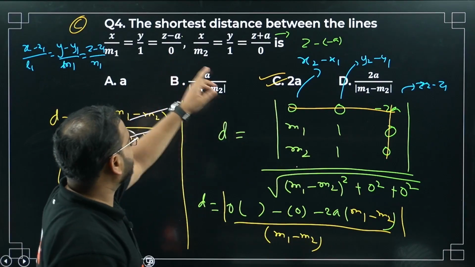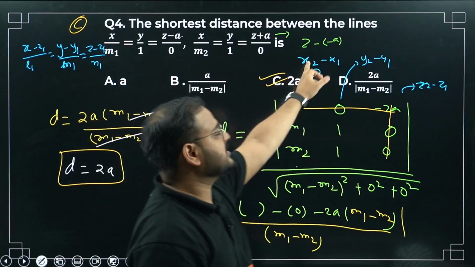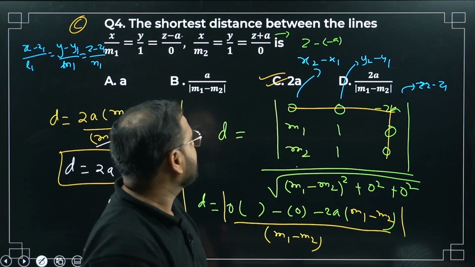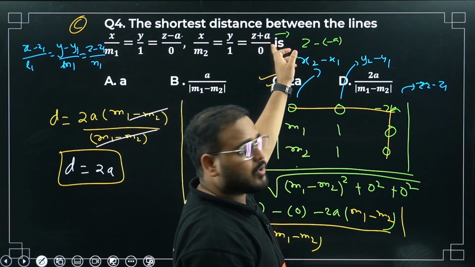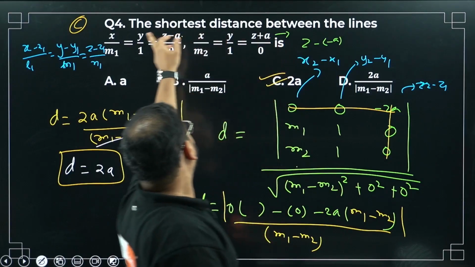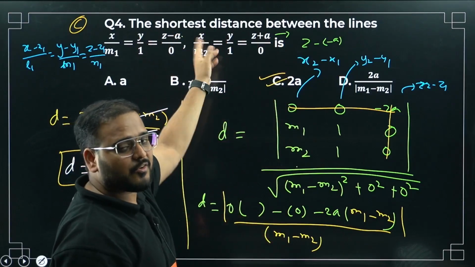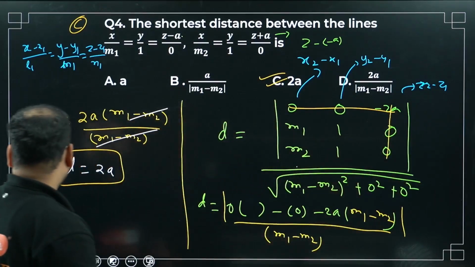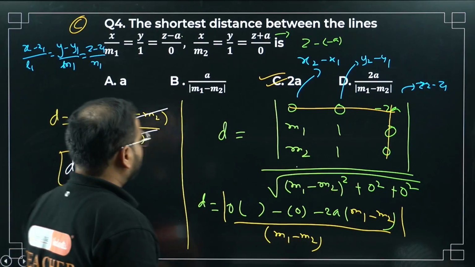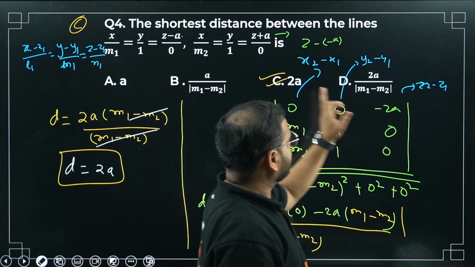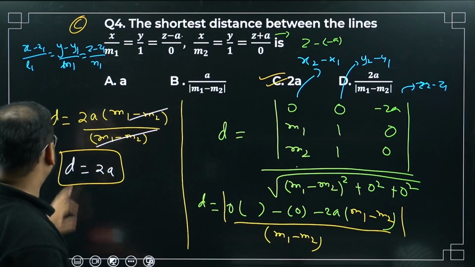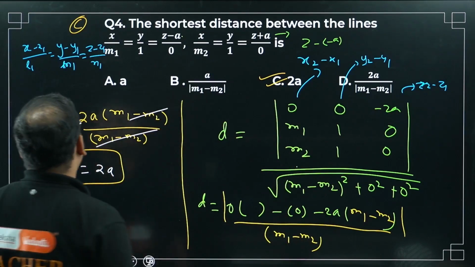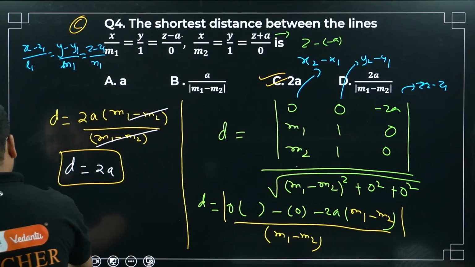That's why I wrote this as z minus minus a, because my z2 is actually minus a. That's why minus a, and what is this here? A. So minus of minus a will become what? Minus 2a. Clear? Okay, sir. No problem whatsoever. Moving on to question number 5.